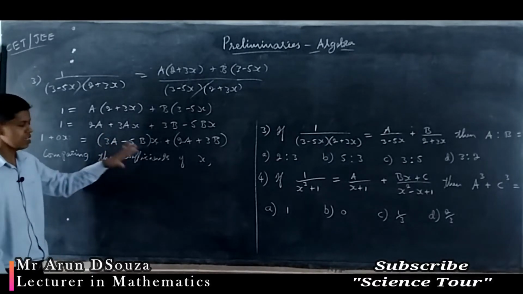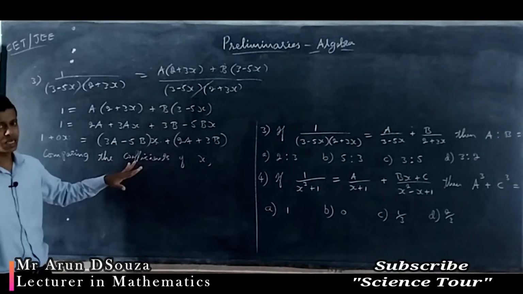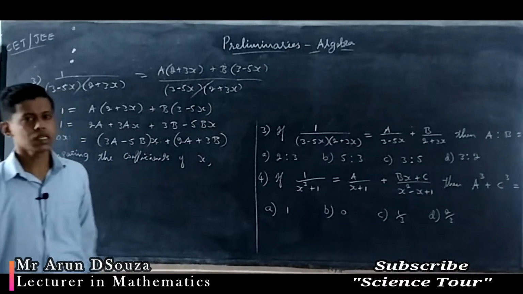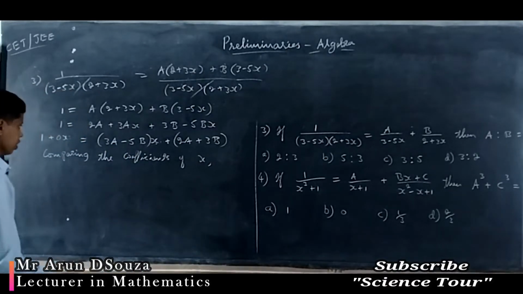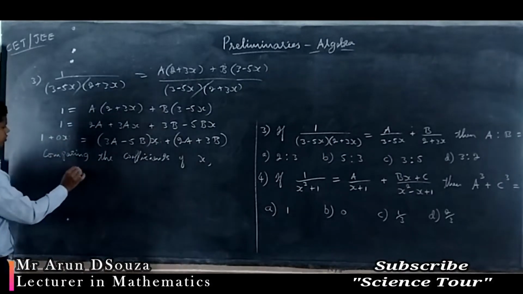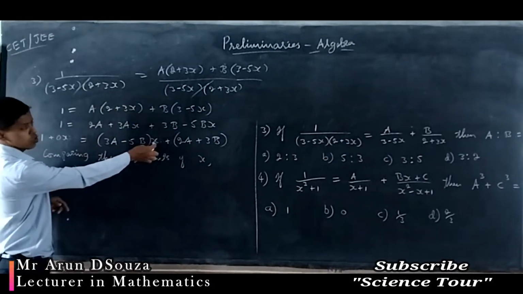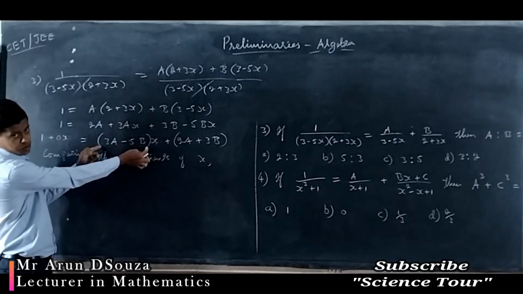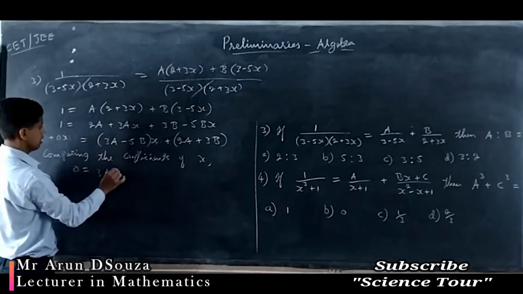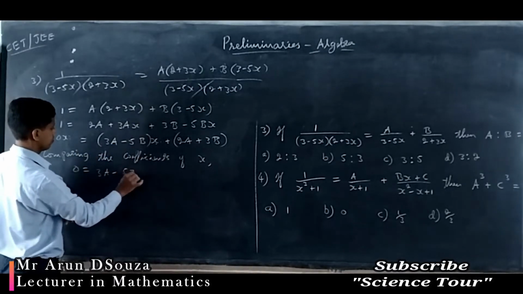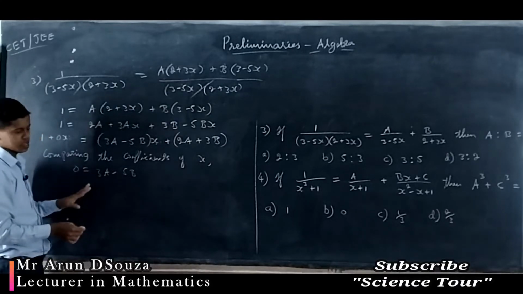Okay, so let us learn the method. There's no harm in learning multiple methods. Then you can select which method is easy for you. Now the coefficient is 0 here, and here what is the coefficient of x? Coefficient of x is this much, so that is 3a minus 5b. So that is one equation that we get.